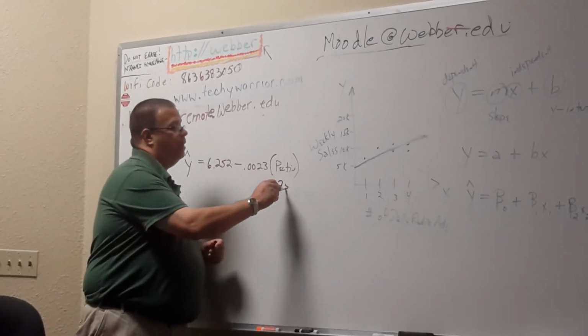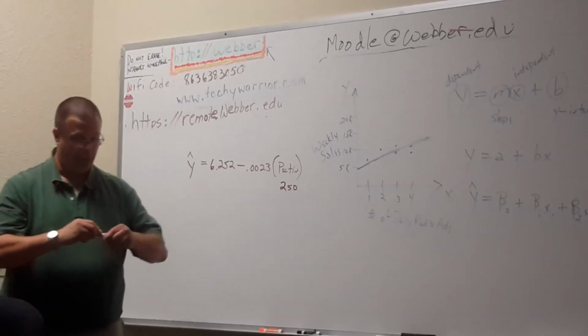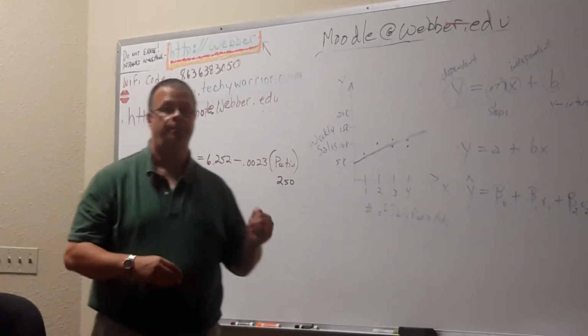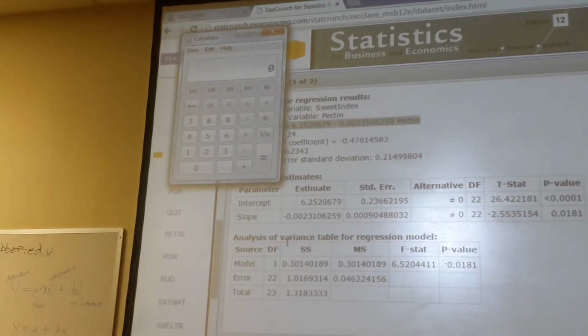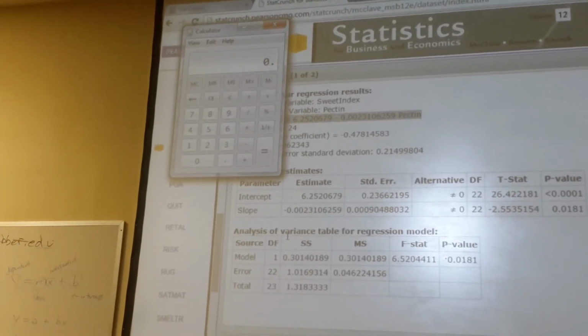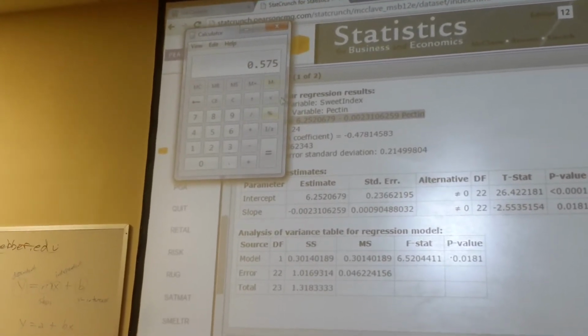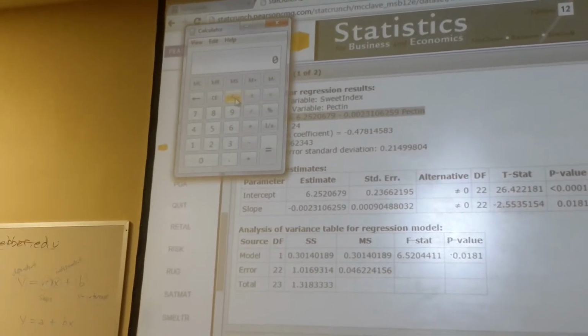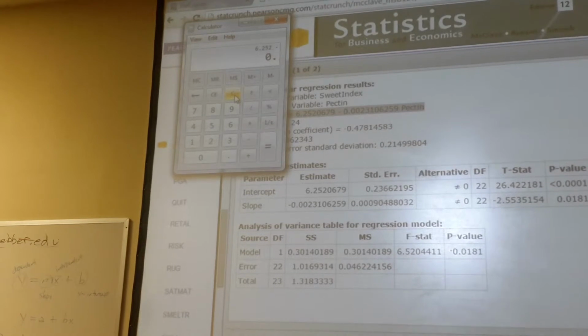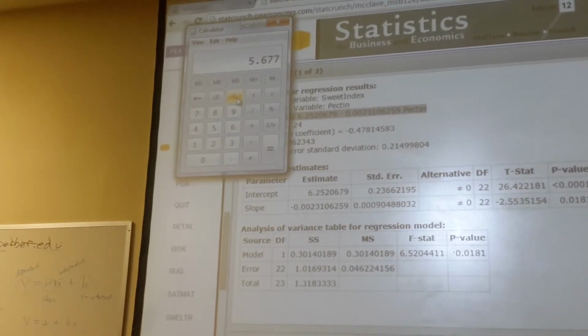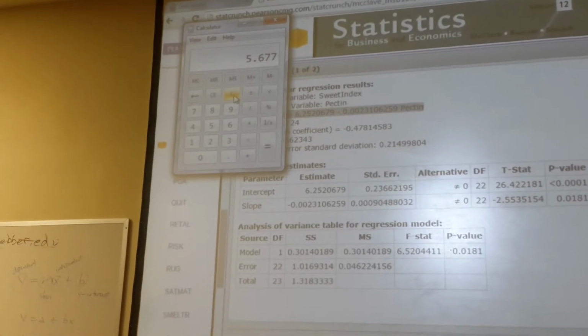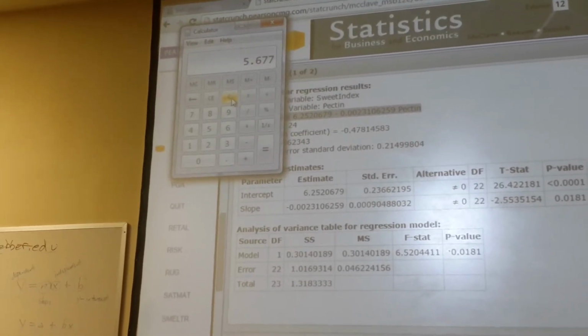So if we happen to have a pectin level of, say, 250, we can put in whatever value we want to there to get our prediction. We would just compute that out. So I'm going to go ahead and just use the calculator here and compute it out. We've got 0.0023 times 250 gives us 0.575, and so we had 6.252 minus 0.575 gives us a sweetness index prediction for that particular run of 5.677.